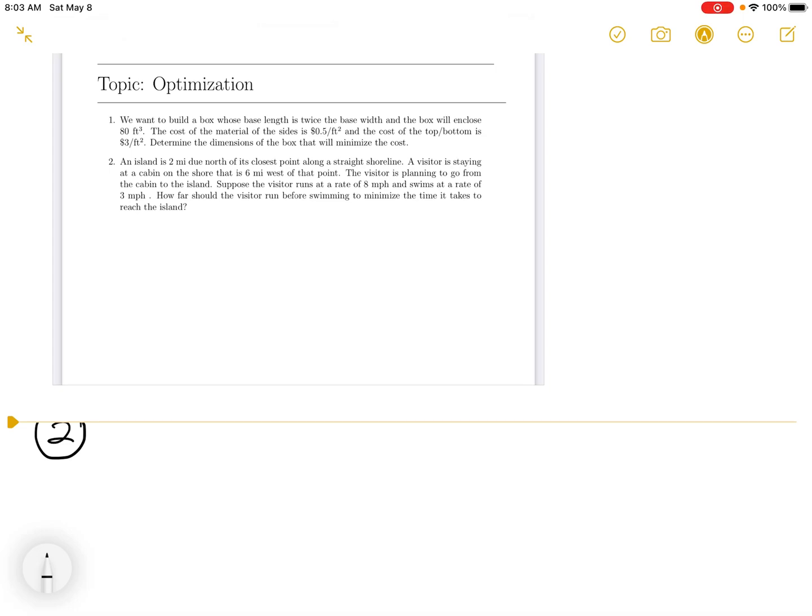An island is 2 miles due north of the closest point along a straight shoreline. A visitor is staying at a cabin on the shore that's 6 miles west of that point. The visitor is planning to go from the cabin to the island. Suppose the visitor runs at a rate of 8 miles per hour and swims at a rate of 3 miles per hour. How far should the visitor run before swimming to minimize the time it takes to reach the island?